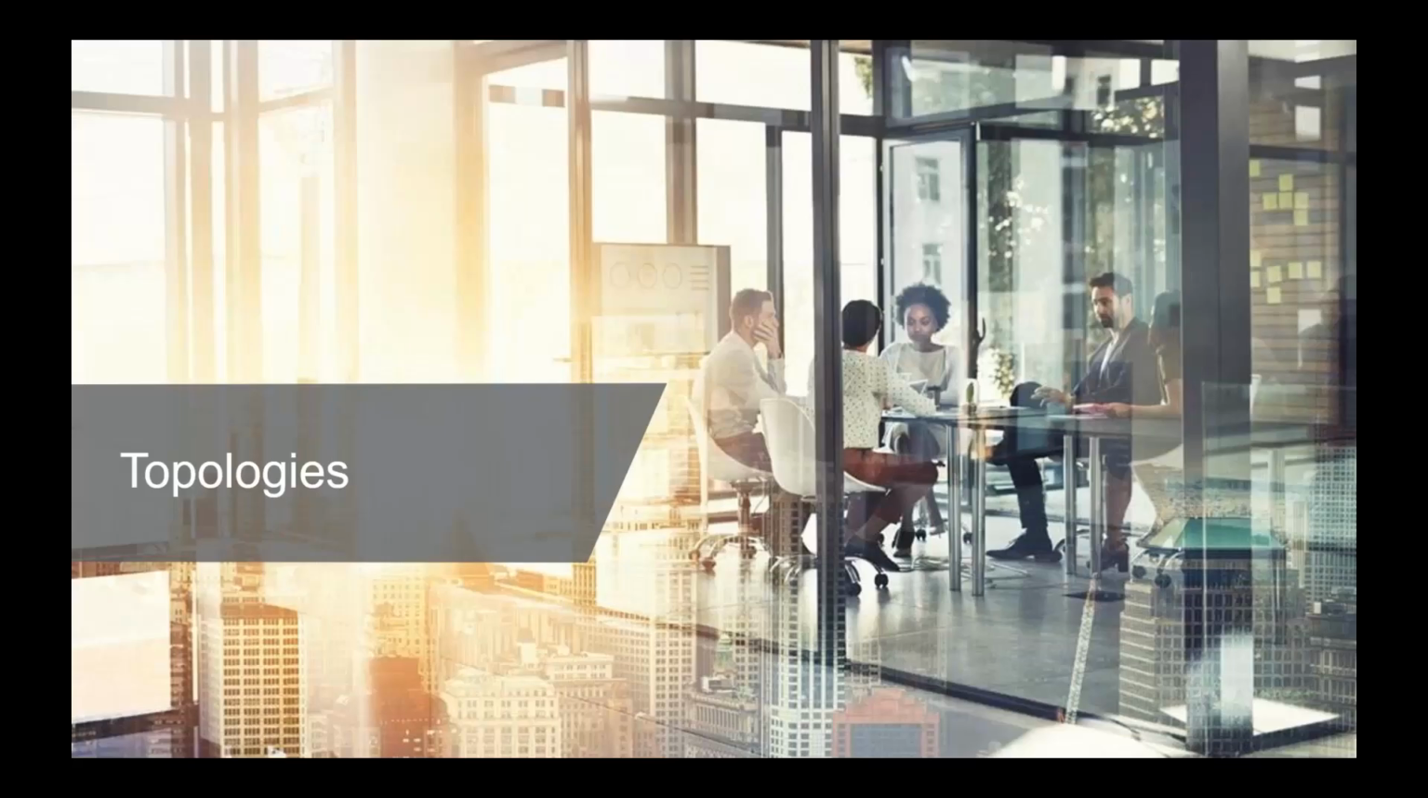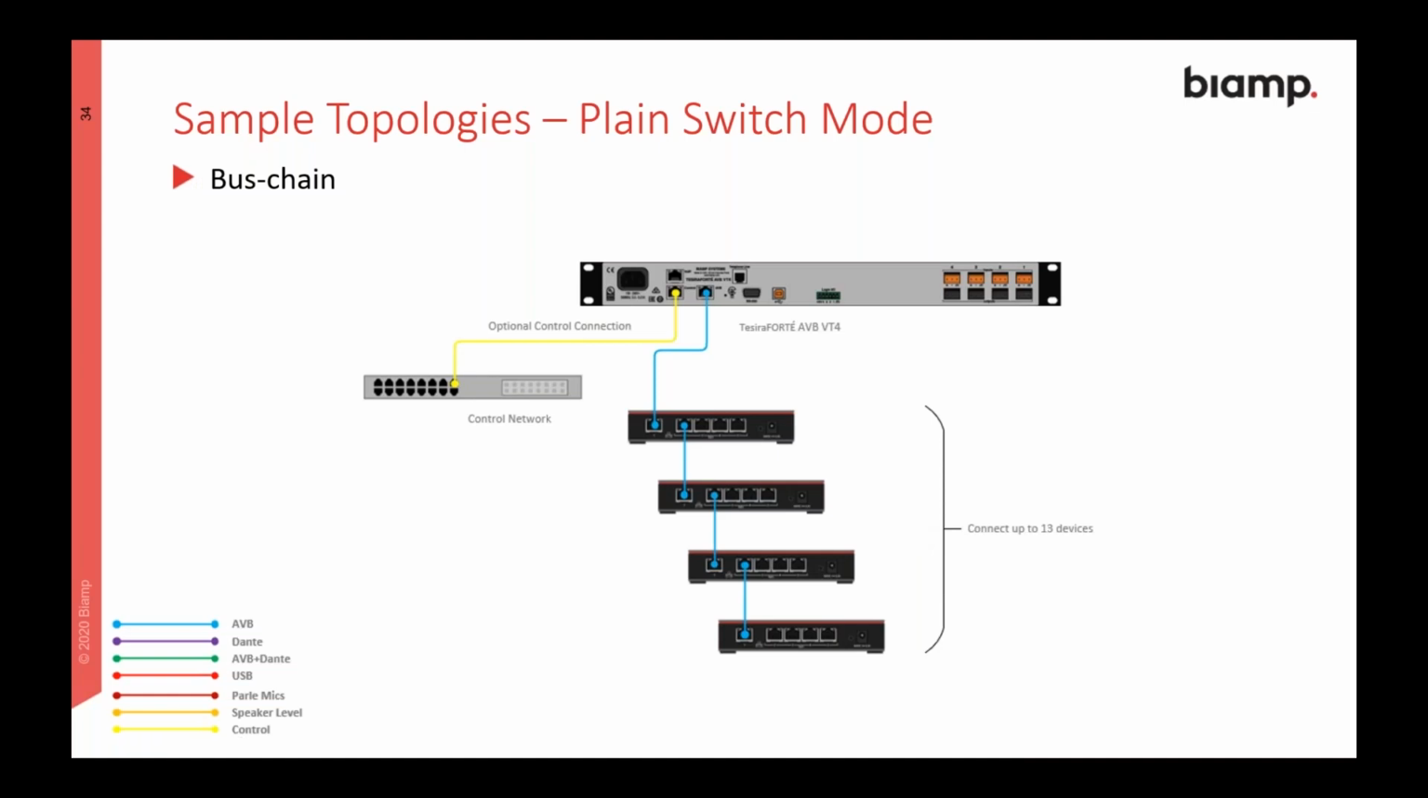Okay, so let's talk about topologies now. Of course, just like any other network switch, the TC5D and TC5, while they are built to work with only Tesira devices mostly, they do have certain topology schemes that we recommend. So first is in just plain AVB mode, where you have a separate control connection and separate media connections. You can have up to 4 TC5 or TC5D in a bus chain configuration.